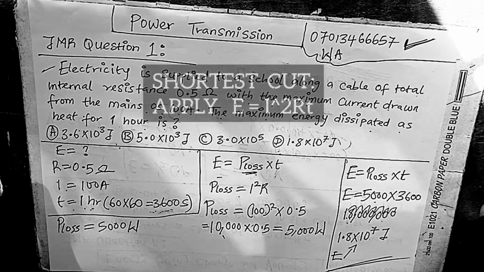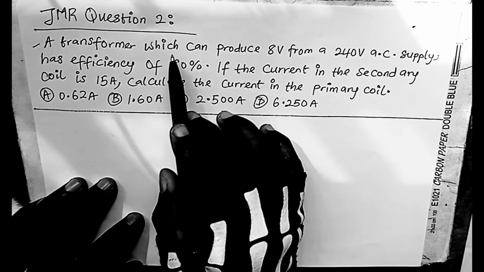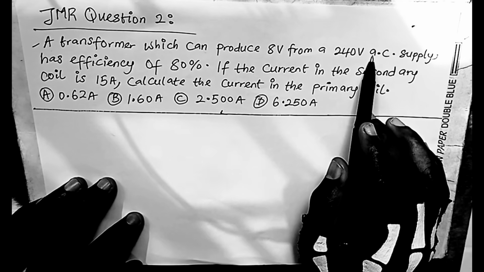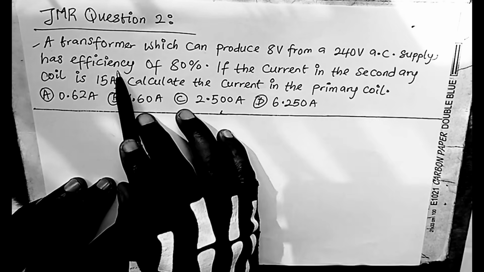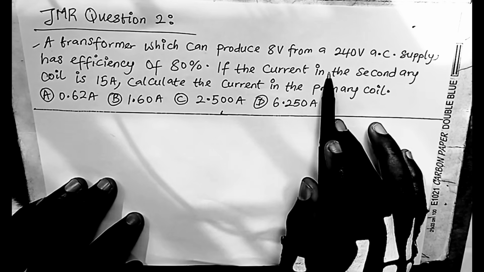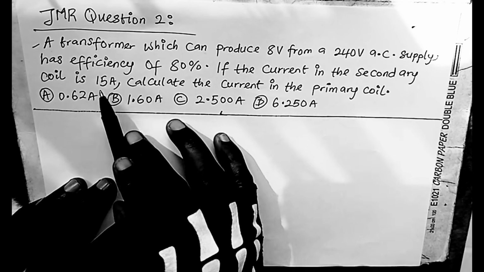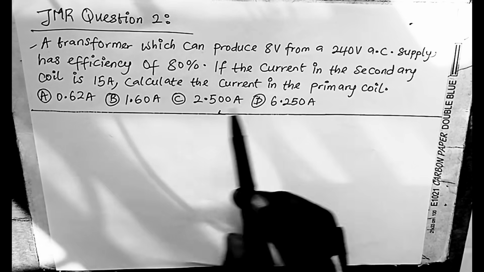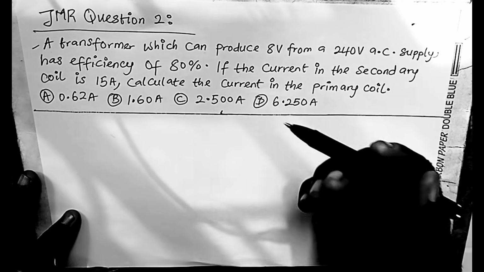Question 2 reads: a transformer which can produce 8 volts from a 240 volts alternating current supply has an efficiency of 80%. If the current in the secondary coil is 15 ampere, calculate the current in the primary coil. All options are represented in ampere.